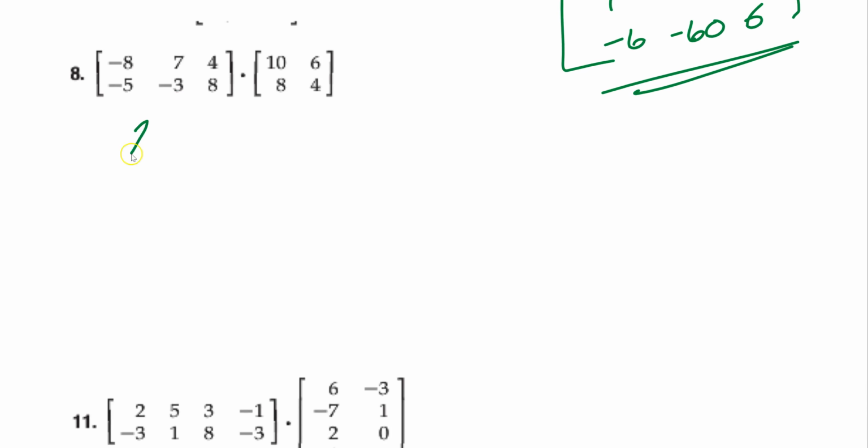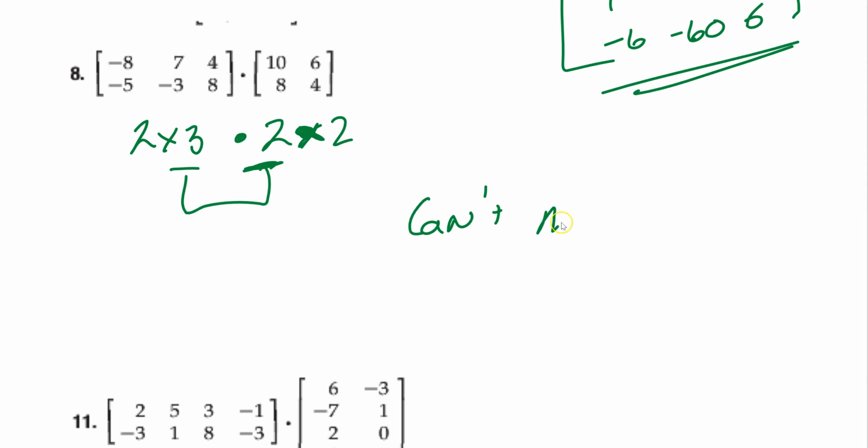So this is a 2 by 3. And this is a 2 by 2. If you check it, remember the first thing you gotta check is see if they work. This one actually doesn't work. They don't match, so you can't multiply. Those are our favorites. Less work.